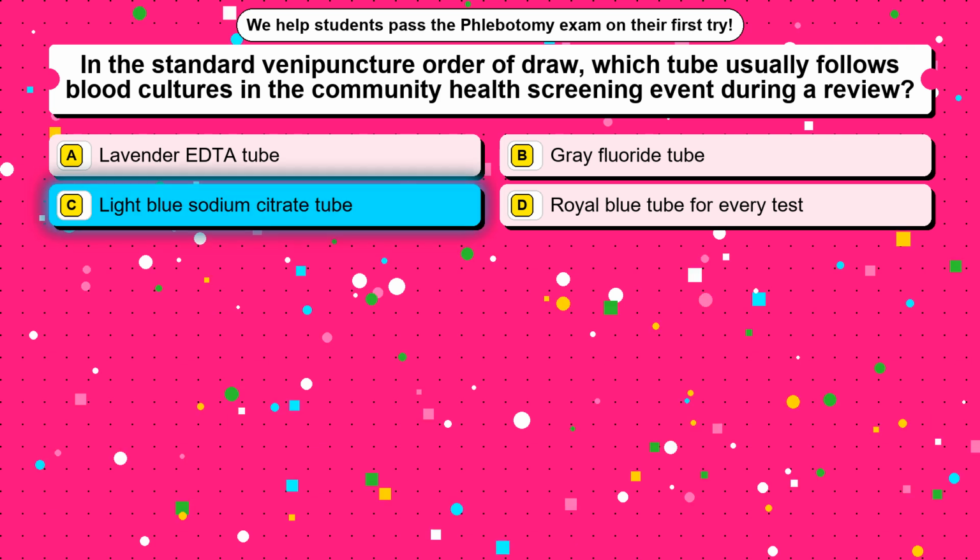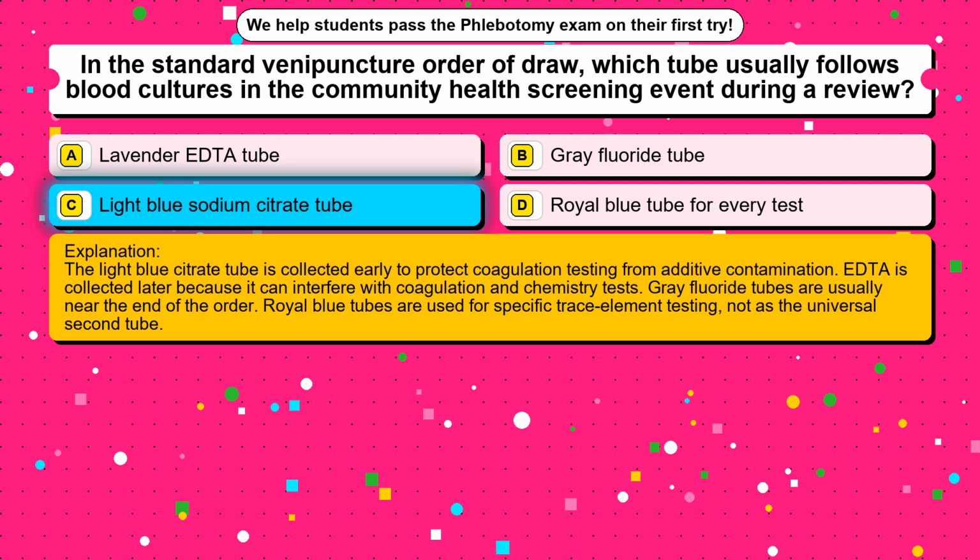The correct answer is option C. Light blue sodium citrate tube. The light blue citrate tube is collected early to protect coagulation testing from additive contamination. EDTA is collected later because it can interfere with coagulation and chemistry tests. Gray fluoride tubes are usually near the end of the order. Royal blue tubes are used for specific trace element testing, not as the universal second tube.